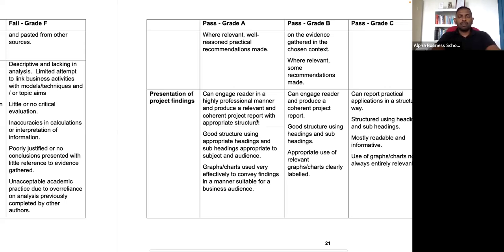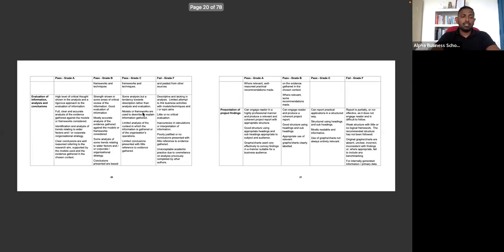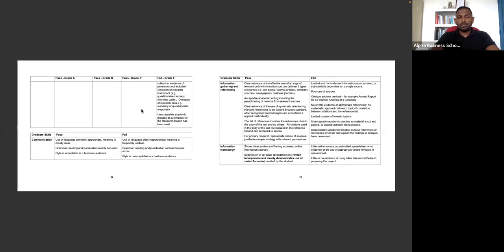Graphs and charts should be used very effectively to convey findings in a manner suitable for a business audience. As much as possible, put graphs and charts. One reason is that it may look lovely in your research, and the other reason you should use them is that you can reduce your word count. You can convey a message very easily through a chart rather than writing a big description. So that's the other factor you are supposed to consider if you want to get a good grade on this research project.